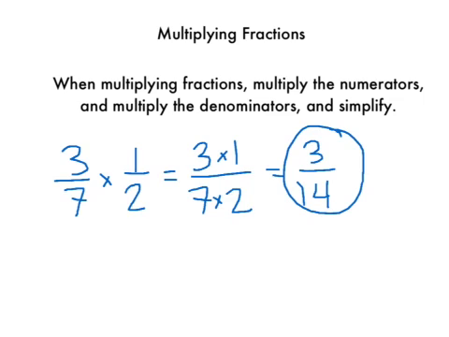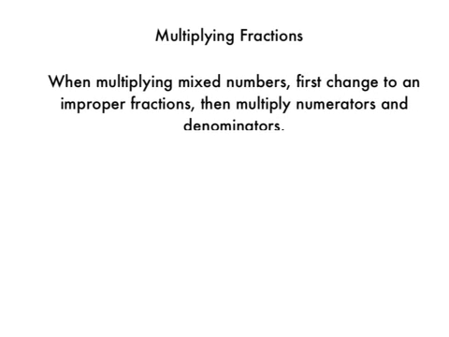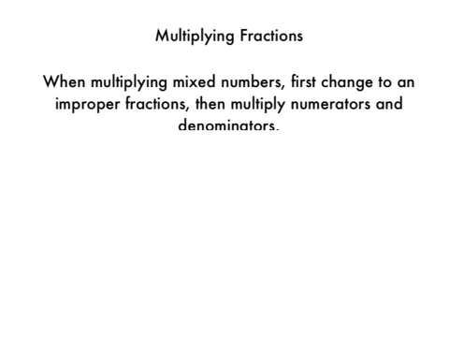So now let's talk about, okay, so what we're going to do here is we're going to multiply mixed numbers. Okay, and remember, mixed numbers are numbers that have a whole number and a fraction. So the first thing we want to do is we want to change it to an improper fraction, and then we're going to multiply the numerators and the denominators just like we did before.